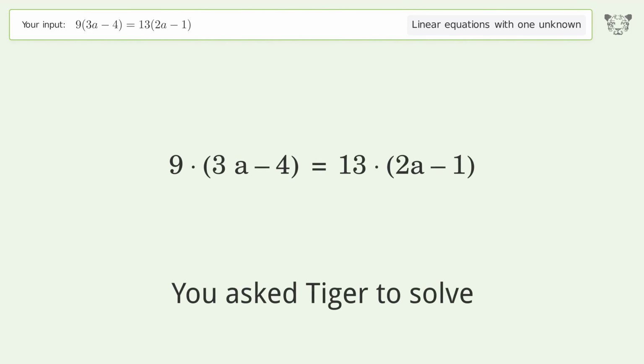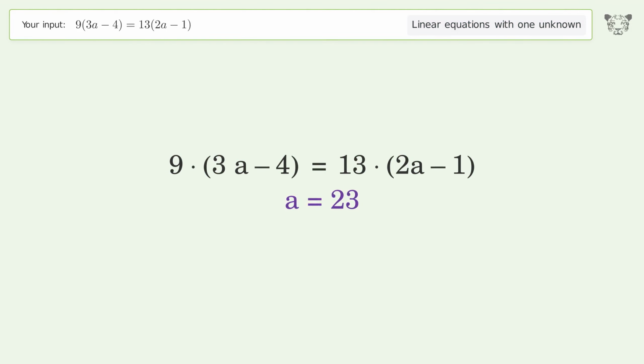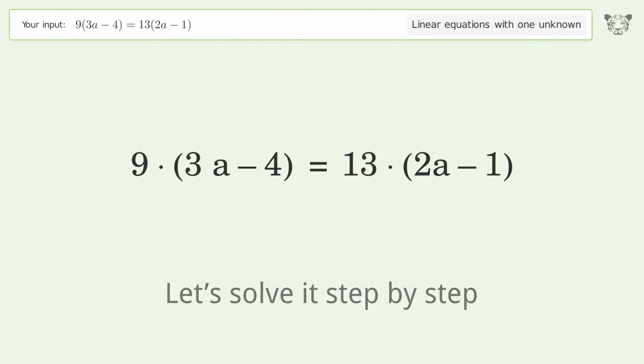You ask Tiger to solve this. It deals with linear equations with one unknown. The final result is a equals 23. Let's solve it step by step.